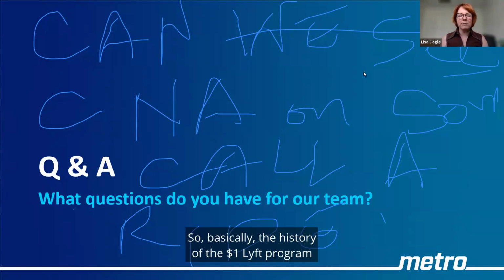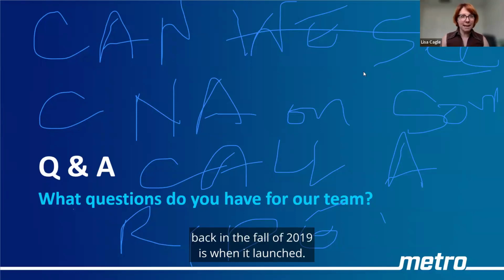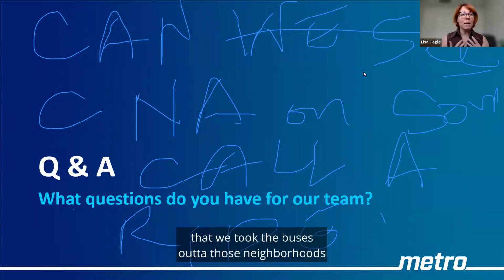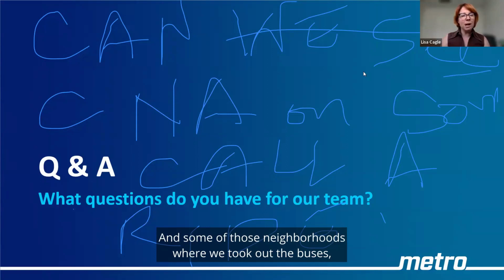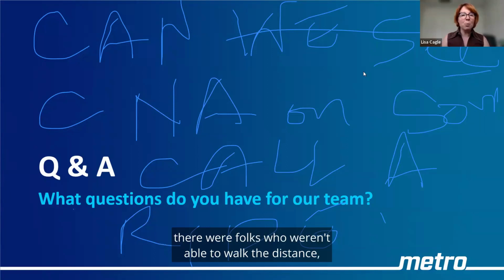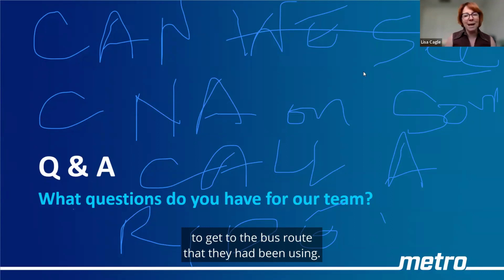Basically, the history of the $1 Lyft program was that when we did Metro Reimagined back in the fall of 2019 is when it launched. There were some areas that had neighborhood services that used to have neighborhood buses that we took the buses out of because we were focusing on more frequent buses along major arterials. In some of those neighborhoods where we took out the buses, there were folks who weren't able to walk the distance, between a quarter of a mile or a half a mile, to get to the bus route that they had been using.